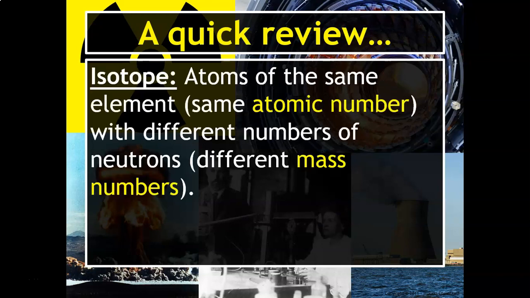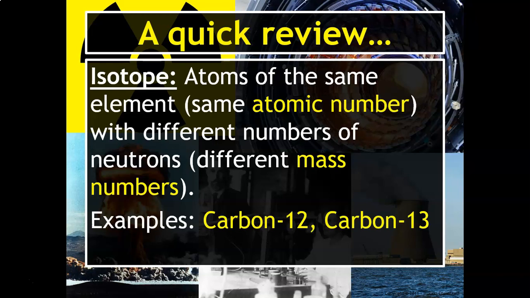Let's quickly review. An isotope is where you have atoms of the same element, so they have the same atomic number, but they have a different number of neutrons, and therefore this makes a different mass number. For example, you can identify an isotope because you would see the element name, dash, and then a number. If those numbers are different, remember those are the mass numbers, it's going to be an isotope.